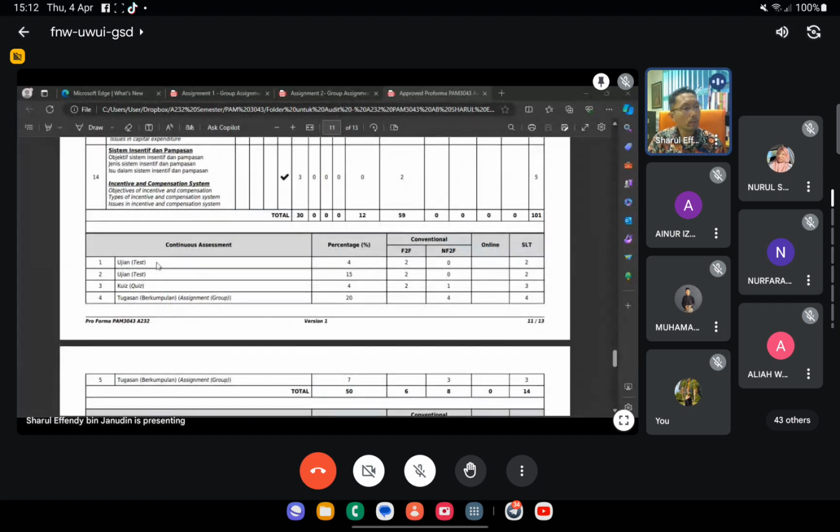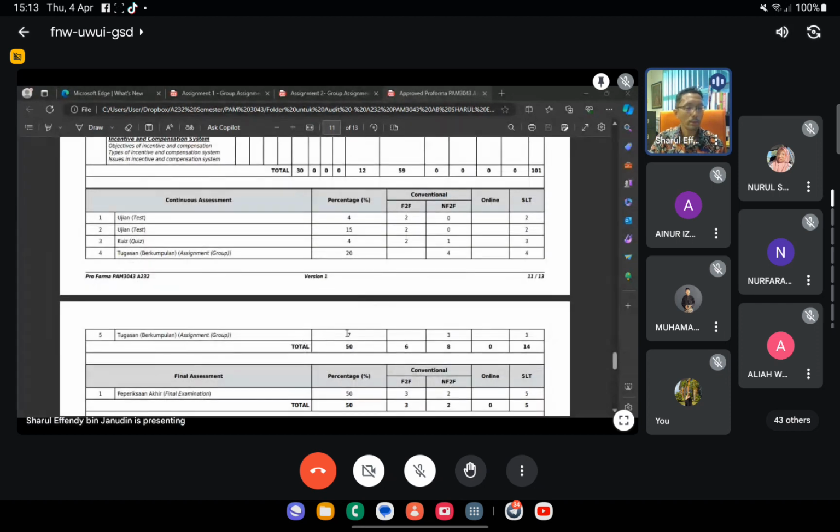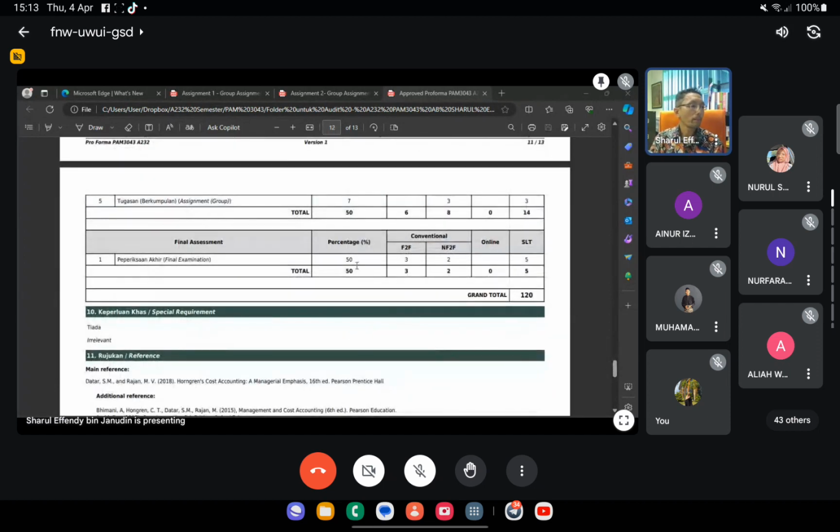First test carries 4%, which is topic 1. Your midterm will carry 15%. Your quiz for CLO3, the 3 topics just mentioned, carries 4%. First group assignment 20%. Second group assignment is 7%. Your final exam is 50%.